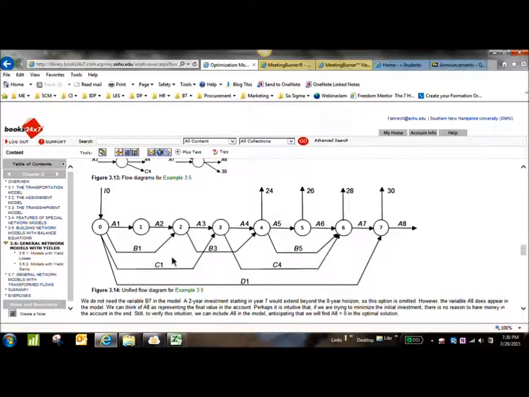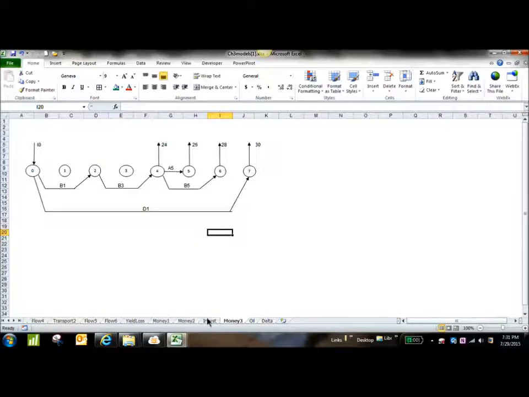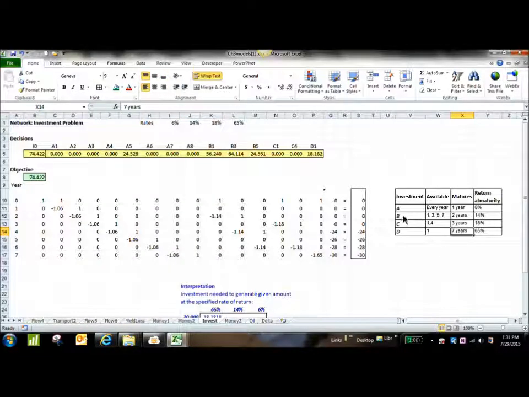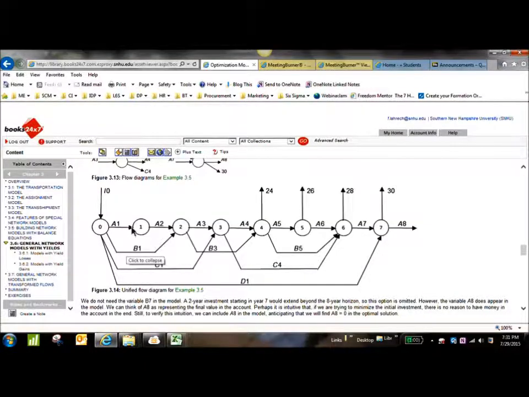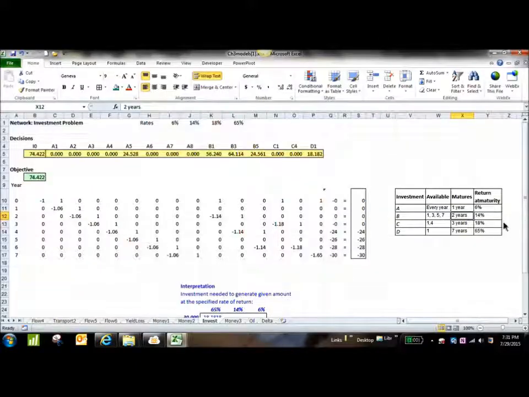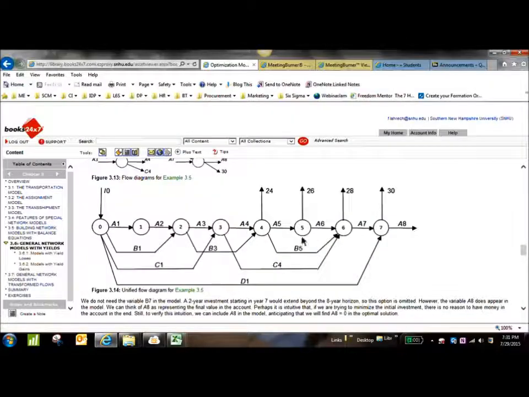Where for account B, I'm going to always refer back to this table. For account B, you're doing it every 2 years. That's why you will see the arrow jumping and skipping one node and going every 2 years. There's B1. This is the yield gain in the second period and the third period, and so on and so forth. For C1, same thing. You skip 3 years. So this is at a 3-year level, you gain 18%. And for D, 7 years, so you go from 0 all the way to 7.